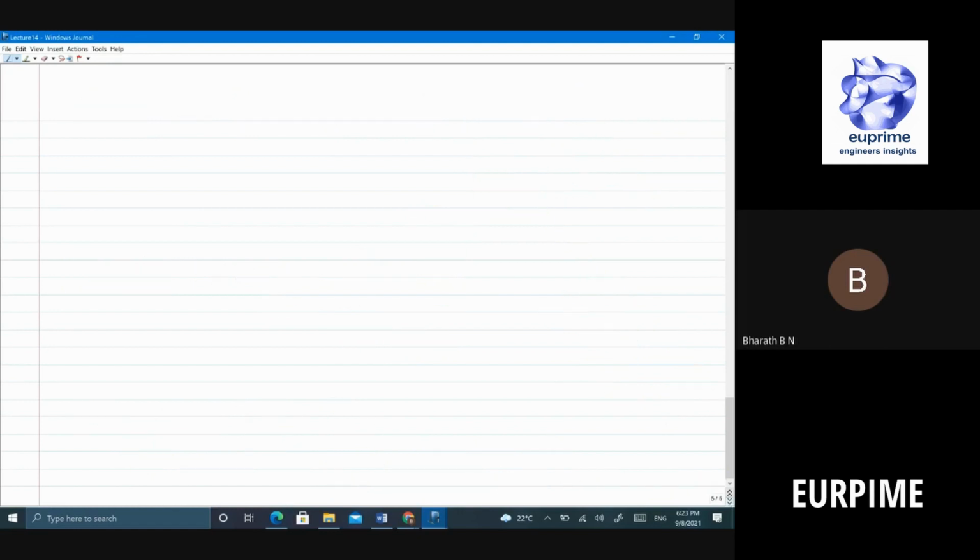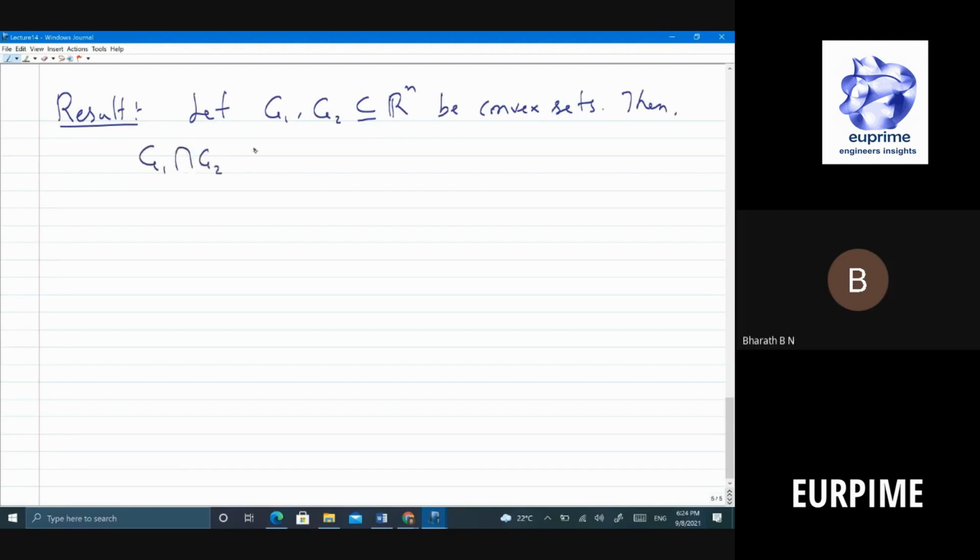Okay. Now, another small result. If I take two convex sets, let C1, C2, subset of R^n, be convex sets. I have two convex sets. Then what can you say about C1 intersection C2? Of course, this is a subset of R^n. Is this a convex set?